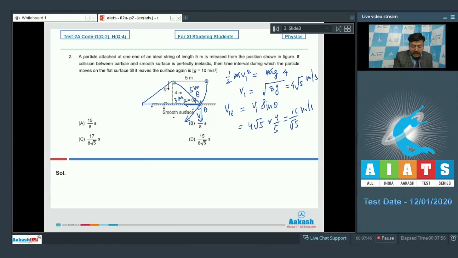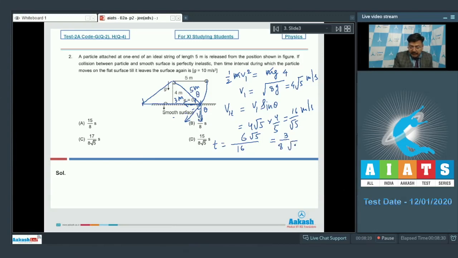So that means the total horizontal displacement after collision till it leaves the surface is 3 meter plus 3 meter, that means 6 meter. And this 6 meter, the particle will travel with a uniform velocity of 16 by root 5 meter per second. So the time will then be equal to the distance it's traveling, 6 meter divided by 16 by root 5, and we can write it again as 3 by 8.